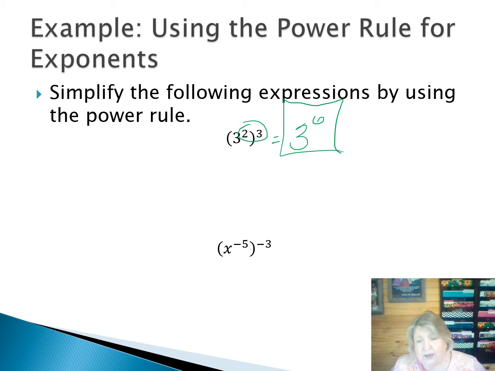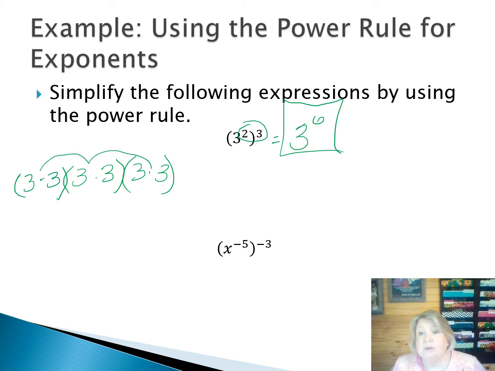Now, for those who are kind of curious, I'll show you on this one, but I'm not going to show you on the rest because it gets a little complicated. 3 squared is 3 times 3. That cube sitting on parentheses says that you have 3 of those. So I have 3 sets of 2's, which is what we learned in elementary school as multiplying. That's why the rule is in existence. So keep in mind that when you raise a power to a power, you just multiply those powers.